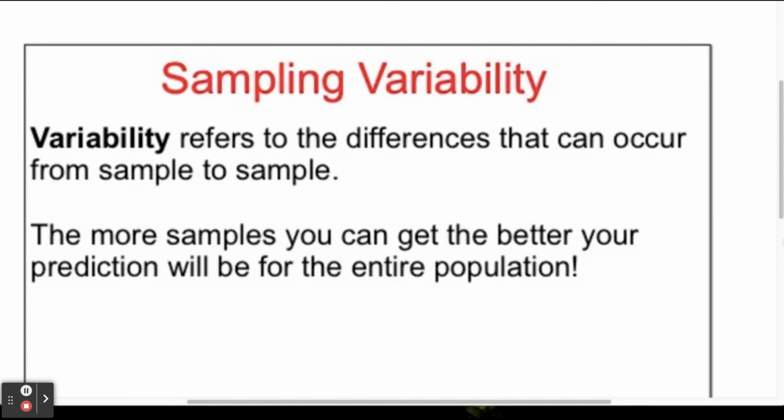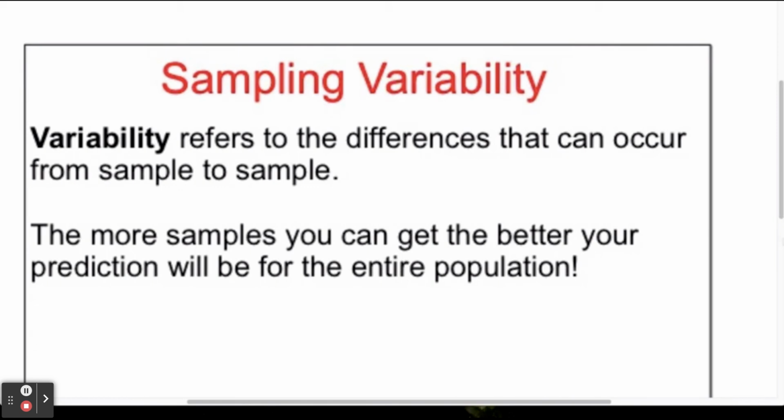But one thing that I highlighted was that a statistic can change from sample to sample. In 6.4, we're going to talk more about that idea, which is called sampling variability. Variability refers to the differences that can occur from sample to sample. So when you see the word variability, think of the root word, vary, which means change. And as we know, the more samples or the bigger samples that you can get will be better predictors for your entire population.